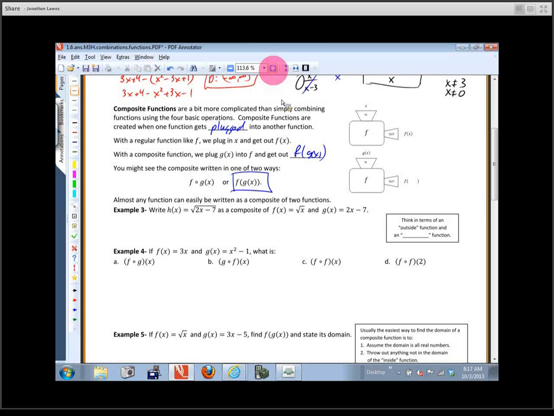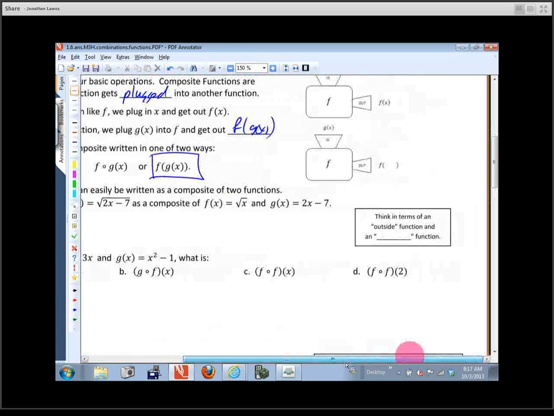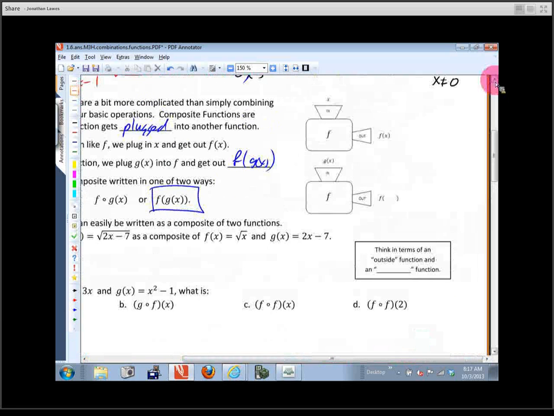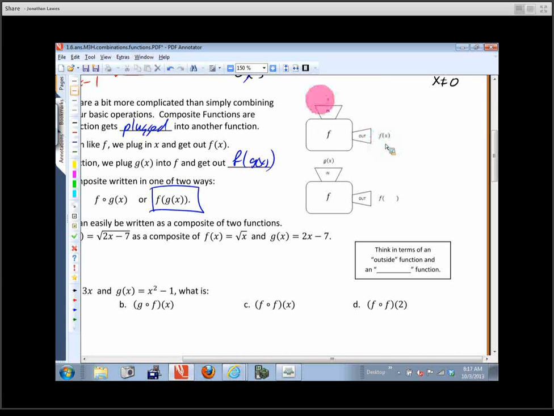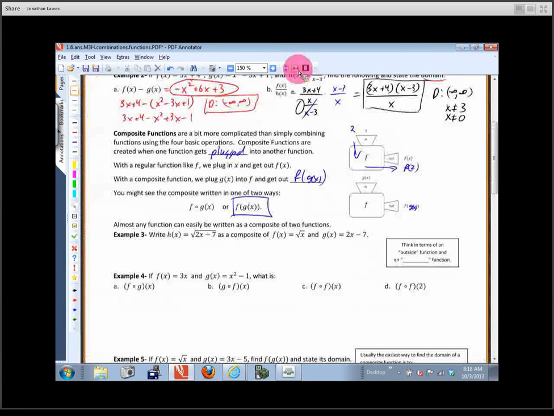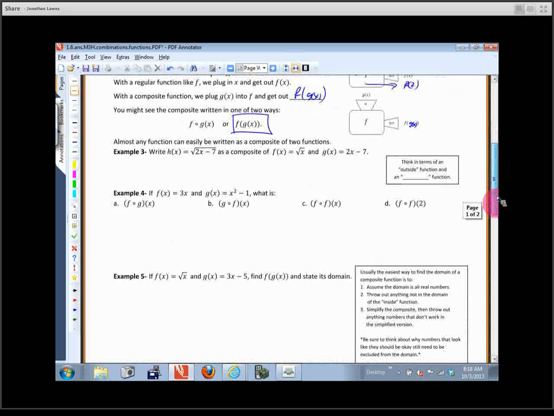Okay, so if I take a look at this diagram over here, this kind of indicates what we're doing. With a normal function, I plug in an x and I get out an f of x. Okay, so if I plug in a 2, plug that in here, and what comes out is f of 2. If I plug in a g, what comes out is f of g of x. Okay, so let's go through and let's do a couple of problems.